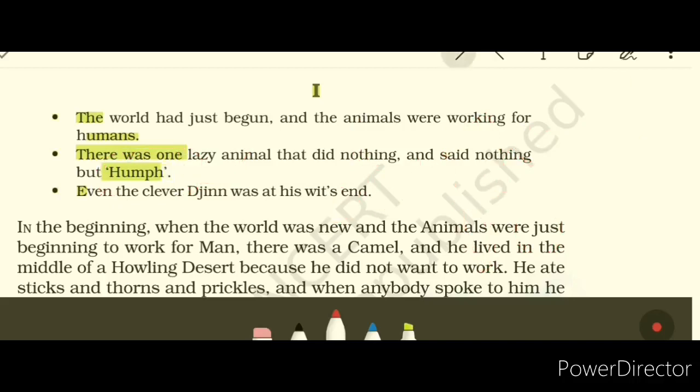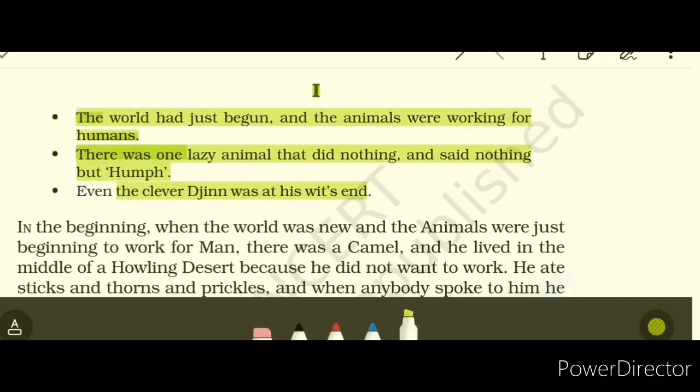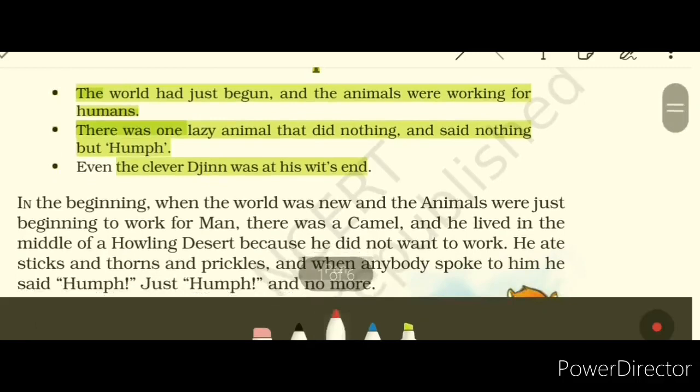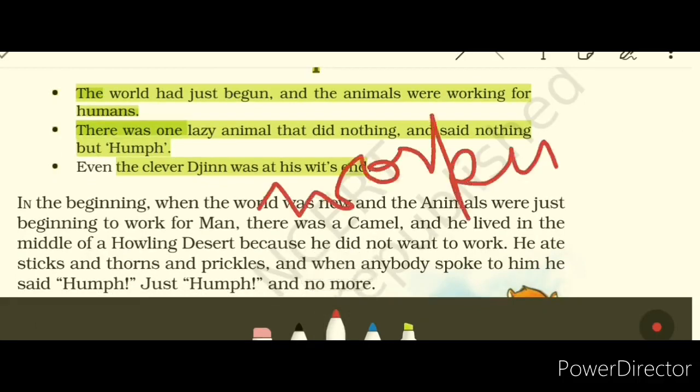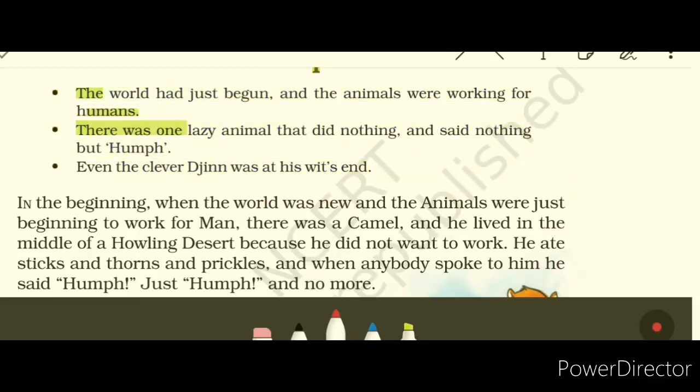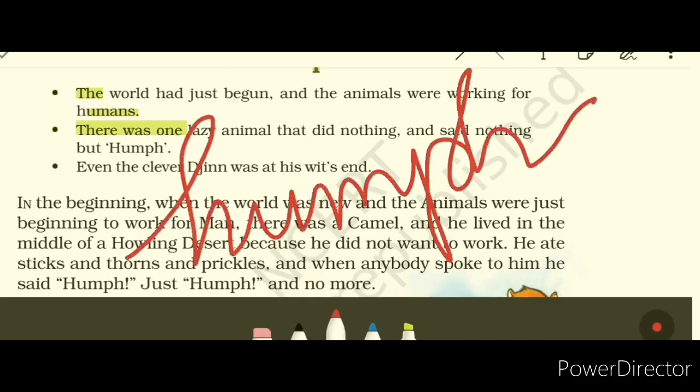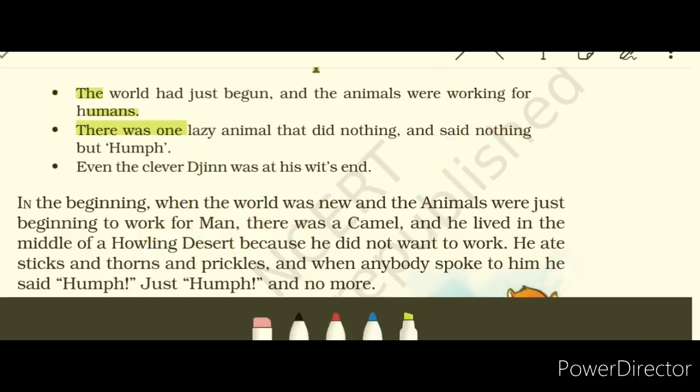So what is the third bullet point? Even the clever jinn was at his wit's end. So even the clever jinn was not able to come to terms with why this animal was the way it was. While the other animals were walking, nothing or no one could convince the camel to walk. Whenever somebody would approach him, what would this camel reply? It would simply say humph, H-U-M-P-H, humph. Not very pleasing to the ear if you want someone to work for you. All right, class, so let's just begin reading.